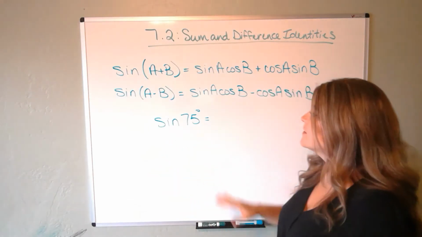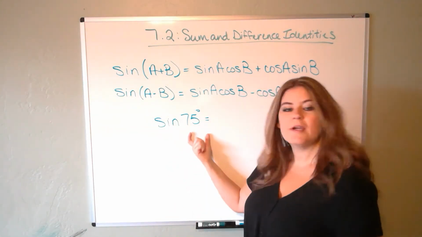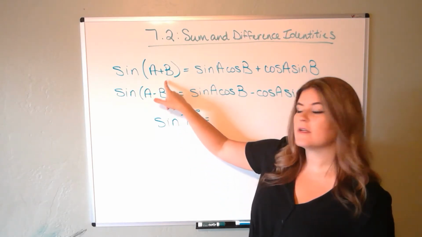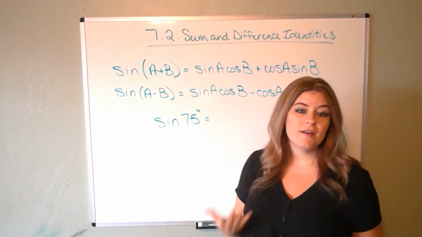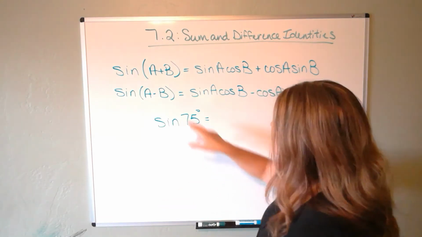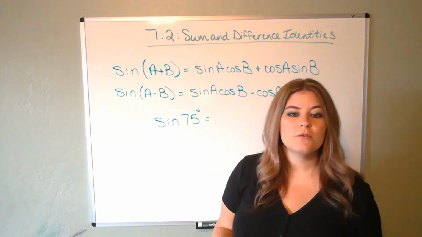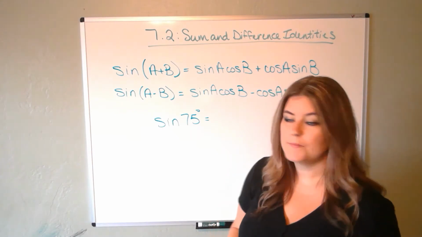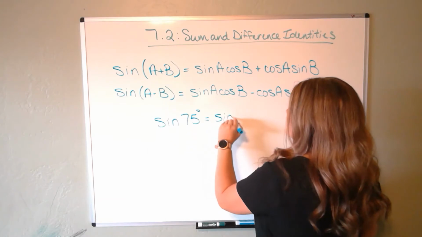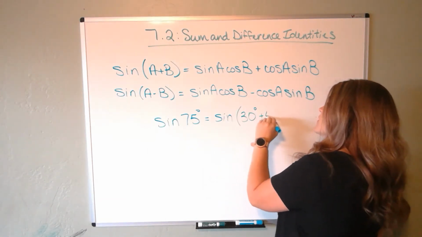So I look at 75 and I say, well, that's not on my unit circle. Could I write 75 though as either the sum of two other angles or the difference of two angles? And honestly, you could use either. I'm going to use a sum here. And you guys, when you think about the A and B that you want to use, make sure that those are angles on your unit circle. So instead of saying the sine of 75, I'm going to say, well, that's equal to the sine of 30 plus 45.